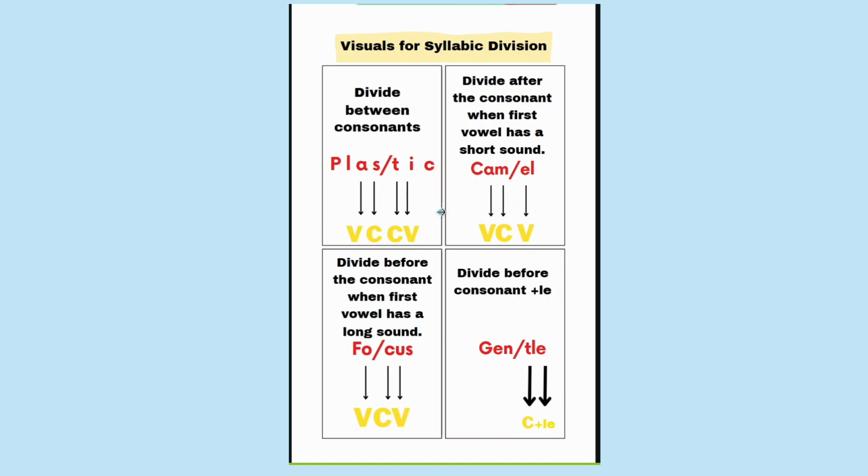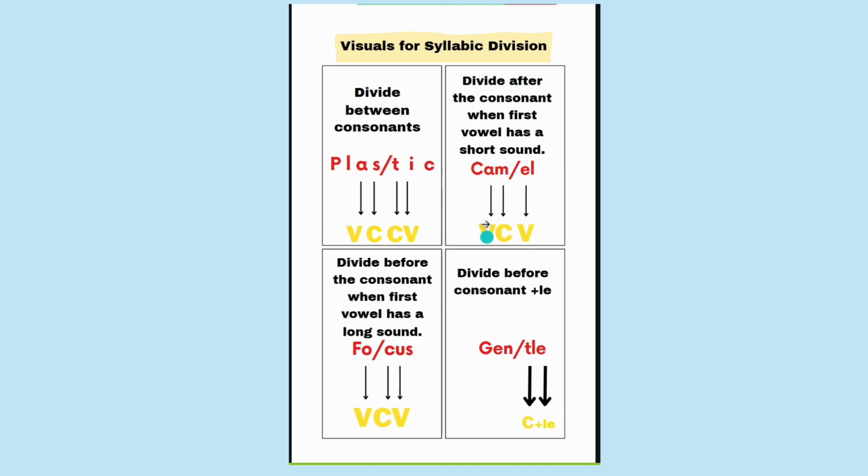Now, after identification of the vowels, we need to identify the consonants in between the vowels. So when we identify the consonants in between the vowels, then we need to know how to divide this word into syllables, into its beats. Divide between the consonants. Whenever you find two consonants between the vowels, you need to divide in between the consonants, as in plastic.